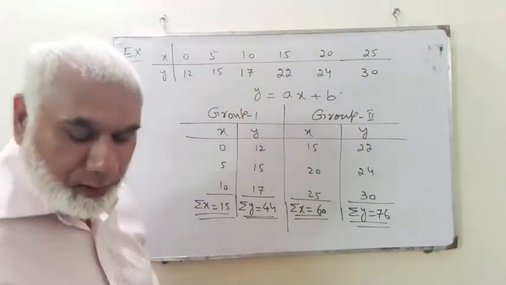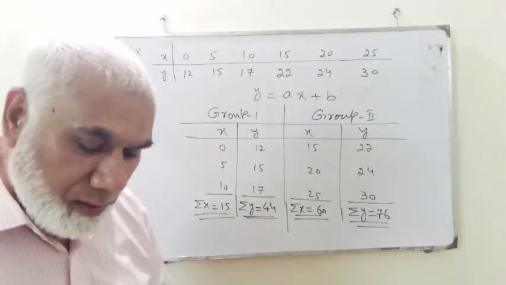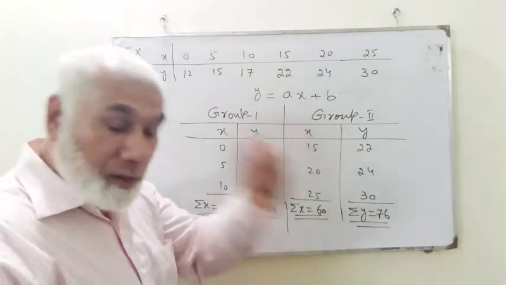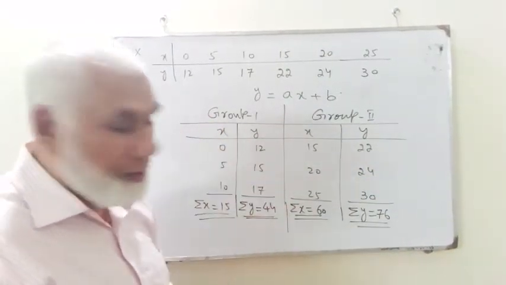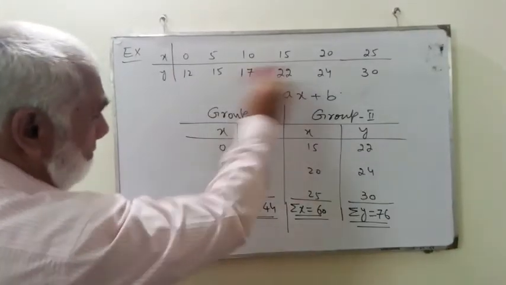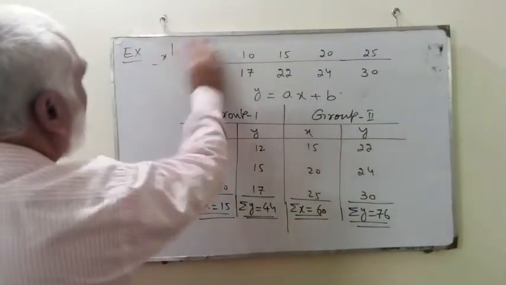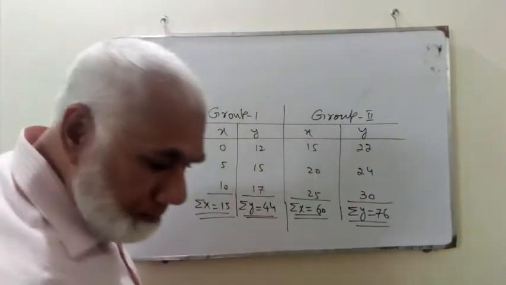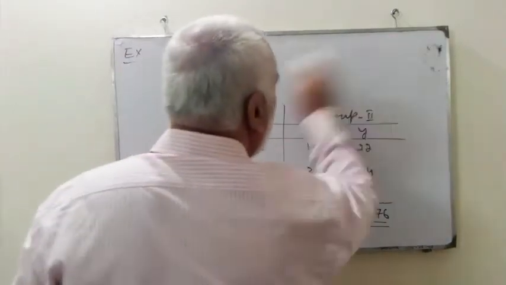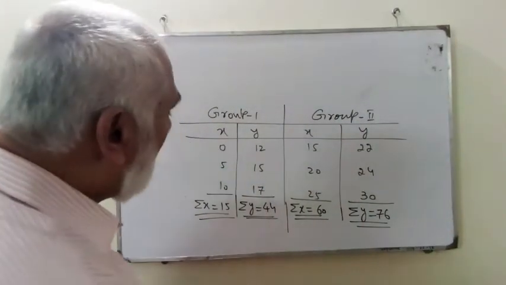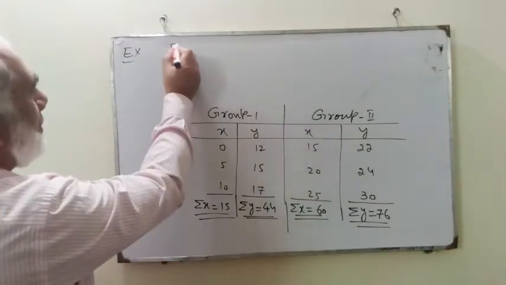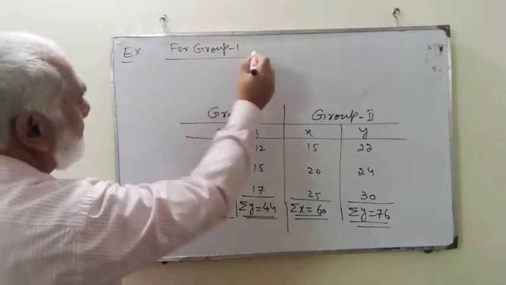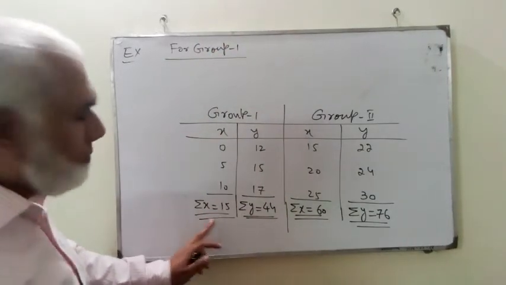Okay, after doing this, the next step is to bring these values into the equations which we have developed. So first we have to calculate the averages. I'm creating a space here. For group number 1, we calculate the average for the x value.